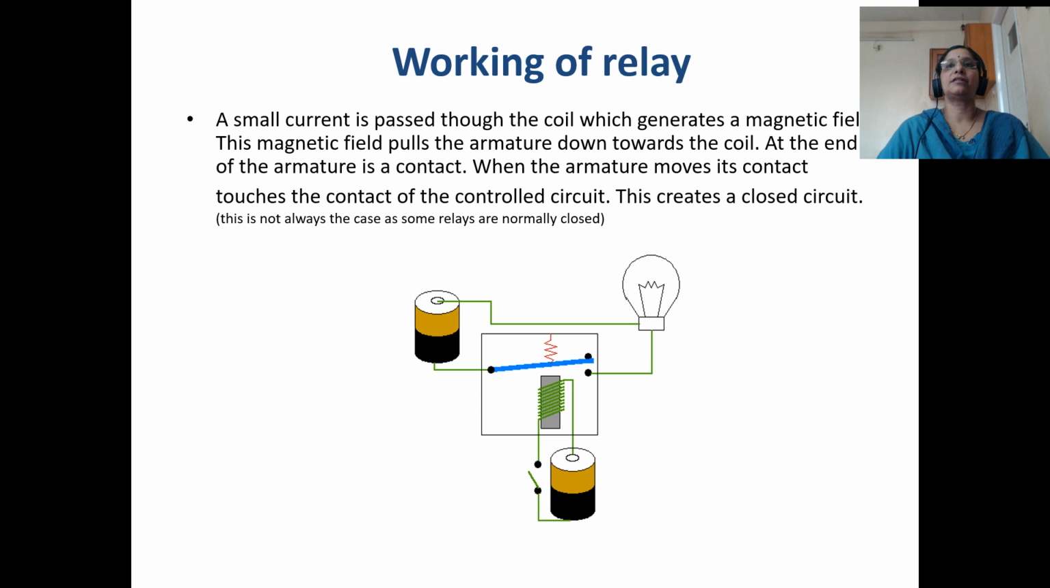This diagram represents the working of a relay. When current is applied to the coil, current flows through the coil, it produces a magnetic field and it pulls the switch towards it. The switch is closed and the light is on. When current does not flow, the switch is open and current does not flow through the bulb, so the light is off. This is an example of how a relay will work.